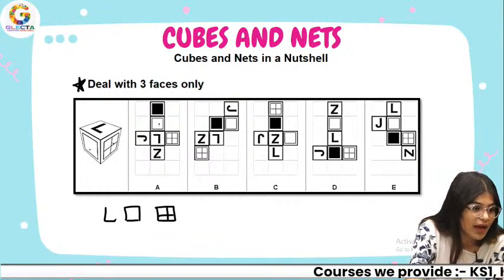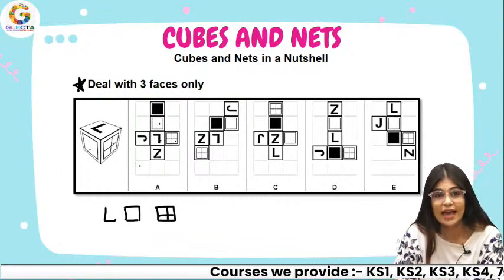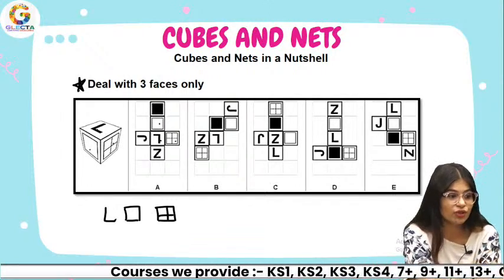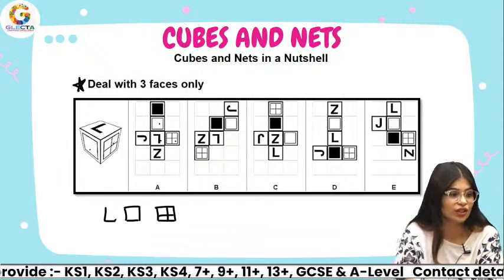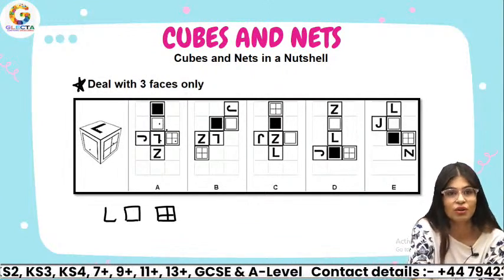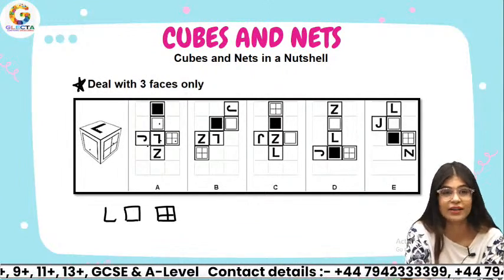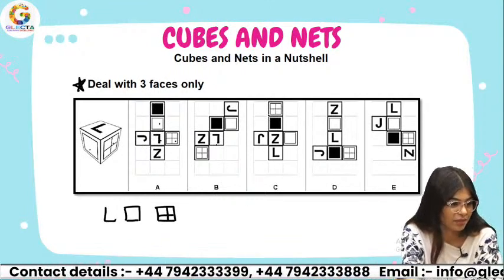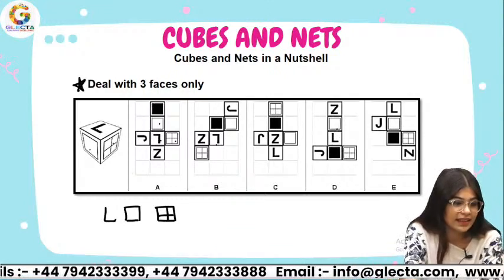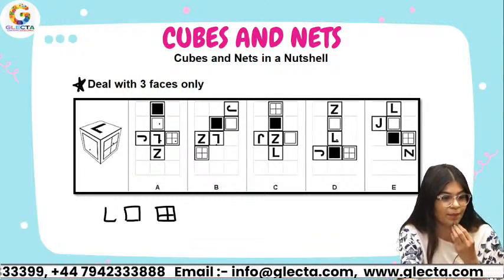For example, you have these 3 here. Can you make a cube similar to the one in the question using these 3? No, L is upside down. I don't need upside down. Here again, upside down, I don't want to make that. Let's see this. No, not really.